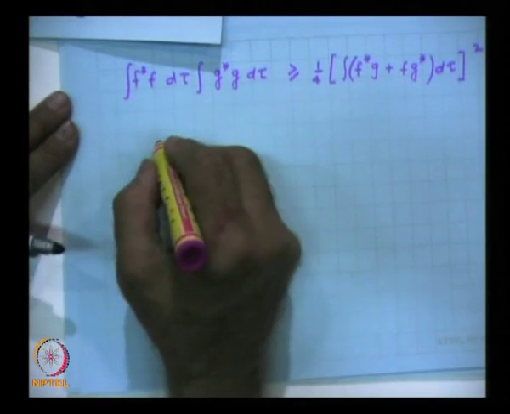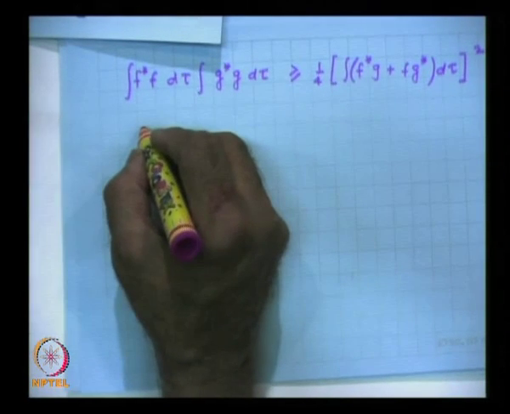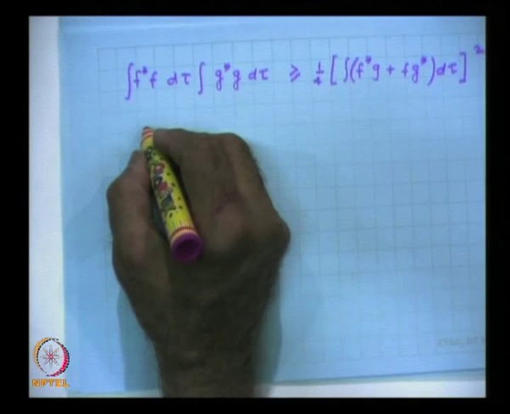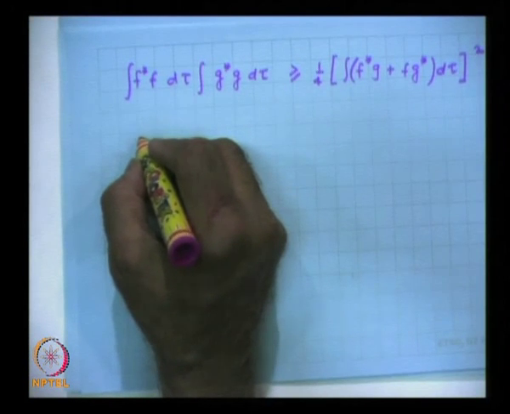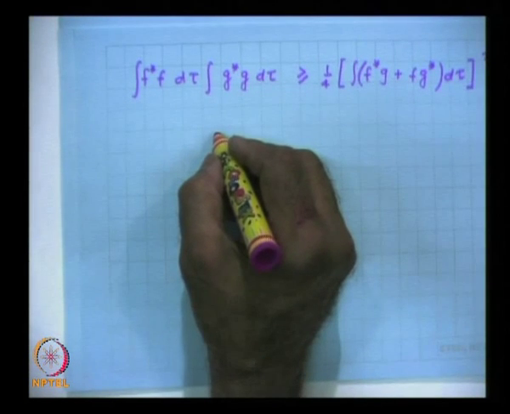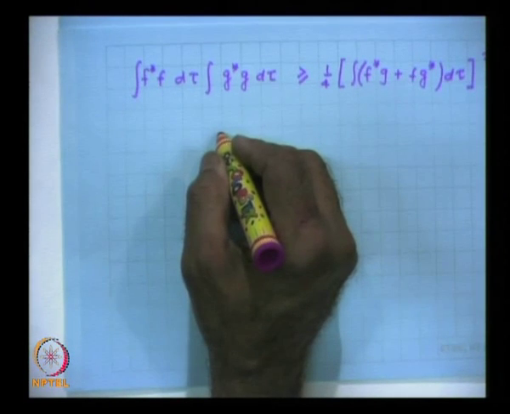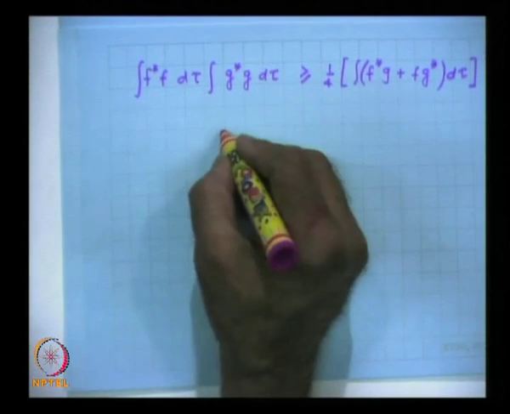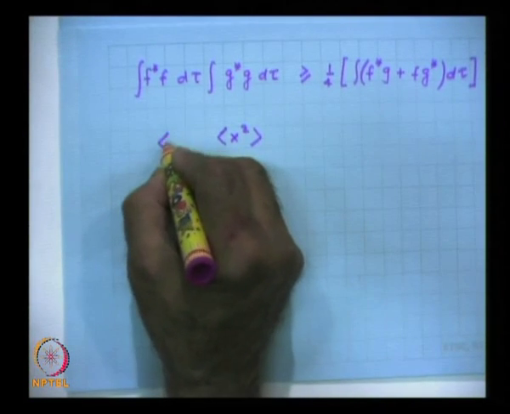So, you will obtain that this was equal to, if I remember it rightly, that g star g was equal to, I had found that out, g star g was equal to x square, and this was equal to p square.